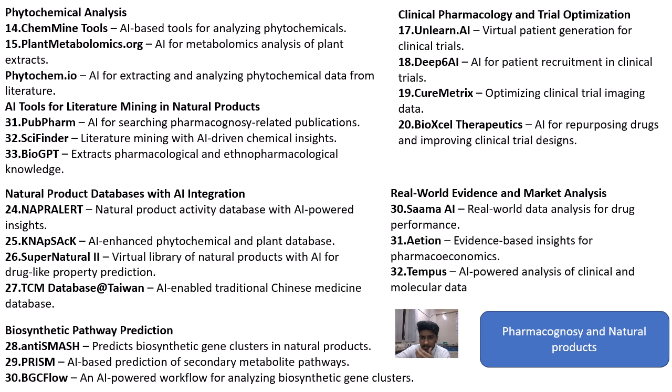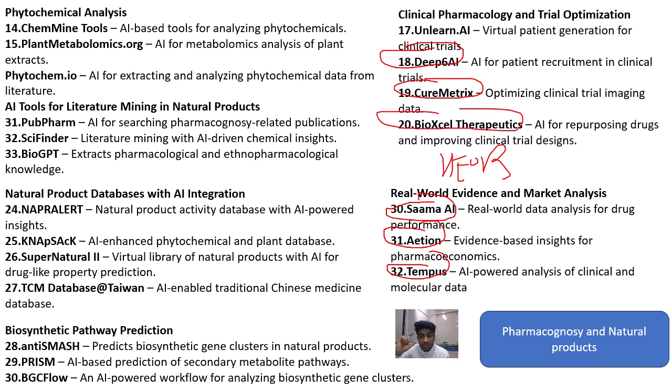Next up, you have pharmacognosy and natural products continued. There are some in clinical research, some minor ones like real-world evidence and HEOR, health economics outcomes research. For that you have SAMA for meta-analysis of bibliometric data, creation for evidence-based studies, Tempus for molecular data, clinical pharmacology and optimization. You have DeepAI, Cuemetrics, BioXL Therapeutics. Again, this is very useful. BioXL Therapeutics is very useful for repurposing and especially clinical design, whenever you have complicated trials or if you want to go for decentralized trials, basket trials and all.